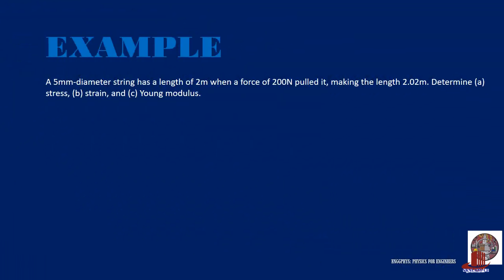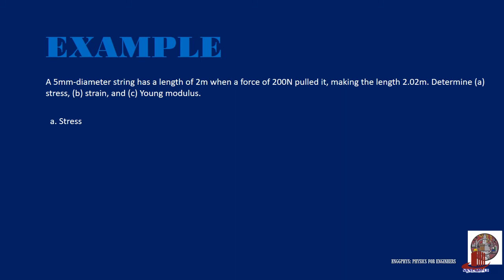Let's have a basic example with this problem. A 5 mm diameter string has a length of 2 meters when a force of 200 newtons pulled it, making the length 2.02 meters. Determine A, stress, B, strain, and C, Young's modulus.